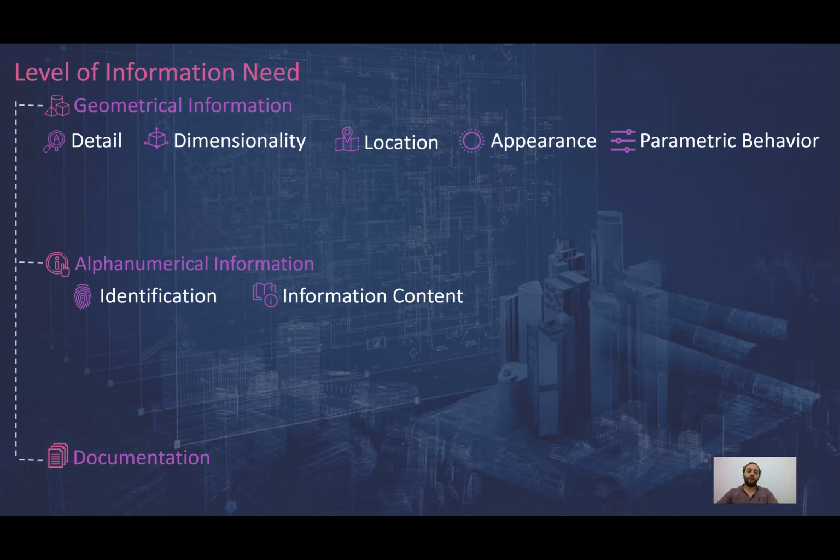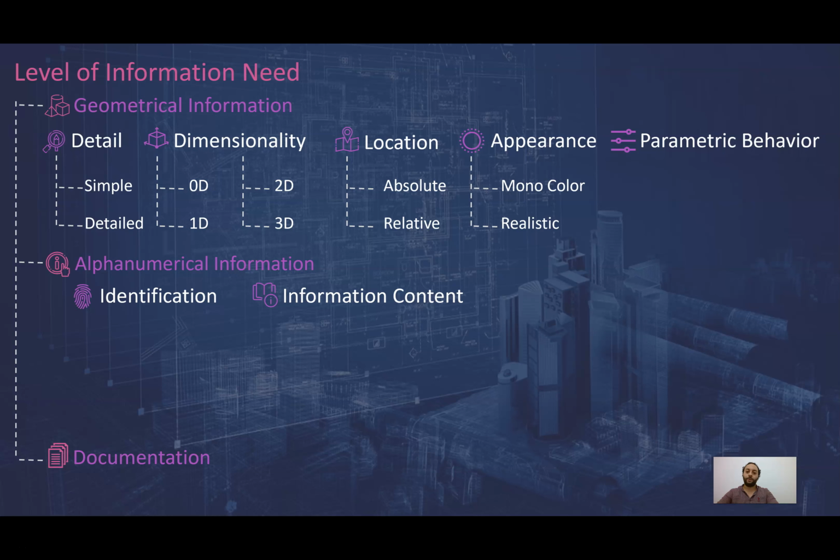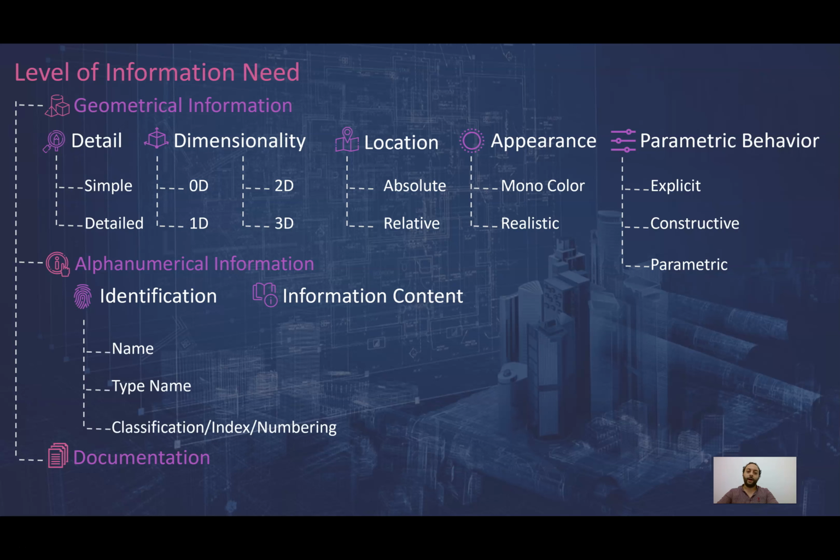As a summary, geometrical information detail could be from simple to detailed, dimensions from 0D to 3D, location could be absolute or relative, appearance monocolor or realistic, parametric behavior explicit or constructive, identification by name, type name, classification, index numbering, and information content. The documentation could be reports, manuals, photos, etc.